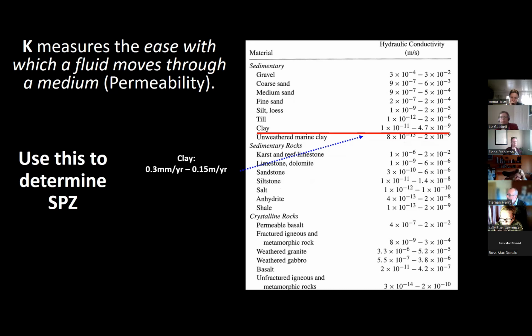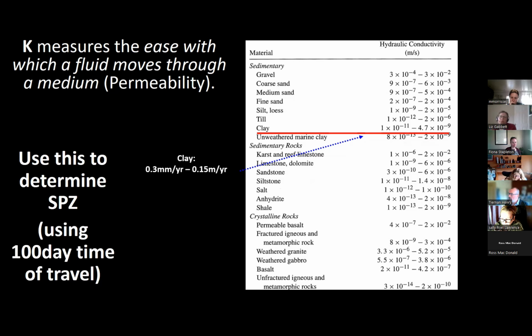And we use these K values to work out source protection zones. This is what we use to build source protection zones. Because what we do is we use what's called the 100-day time of travel. You might have heard of that term. One way of thinking about this is, if you put a drop of water into the ground, how far will it travel in 100 days? If you know what the ground is made of, you can use the hydraulic conductivity values to say, okay, given that it's a clay and the conductivity of clay is 0.3 mils per year, you just divide that down by 365 to find out how far it'll travel in a day, and multiply it by 100, and that'll tell you how far it'll travel in 100 days. And you draw that line on the map, which is called the 100-day time of travel. That's how you determine a source protection zone.